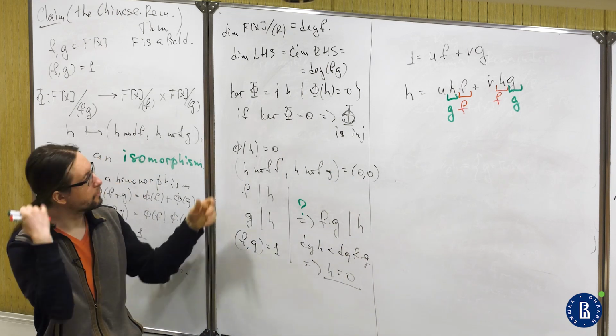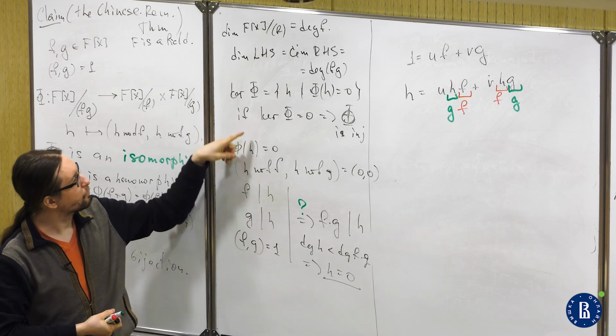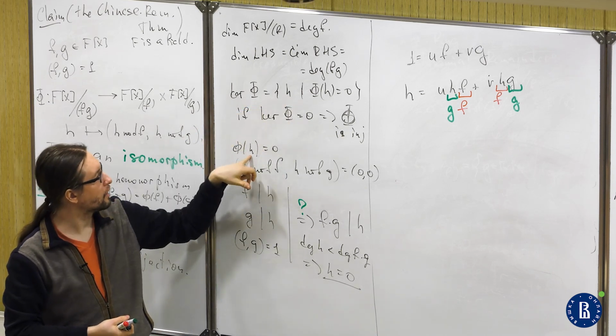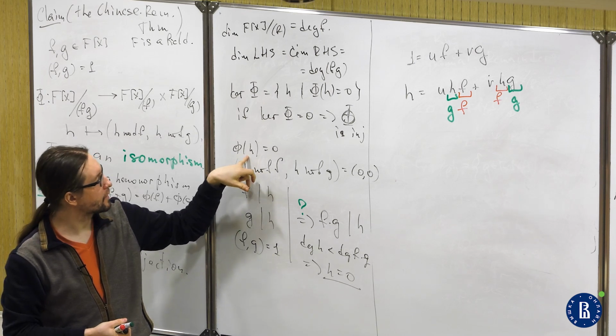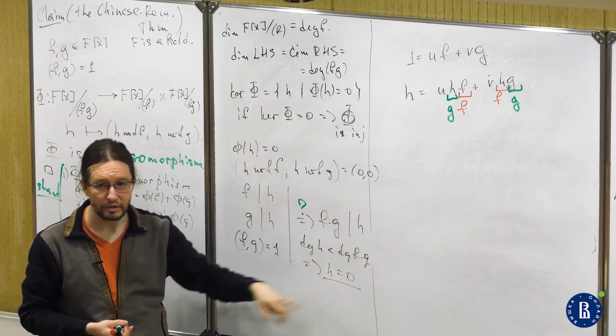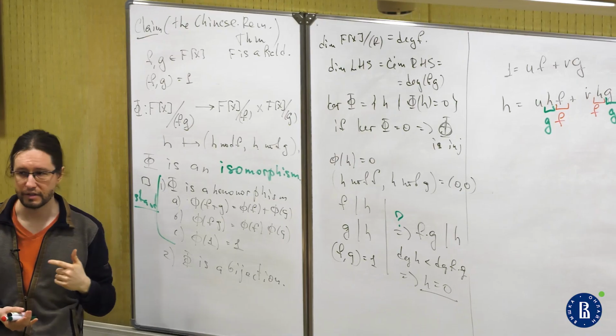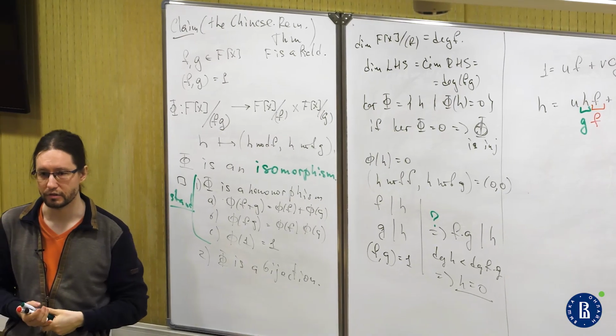So again, what we did here, we took an arbitrary element from the kernel of phi, and we checked that this element must be 0. So that's why the map is injective, and because these two spaces have the same dimension, the map is surjective, and that's it.